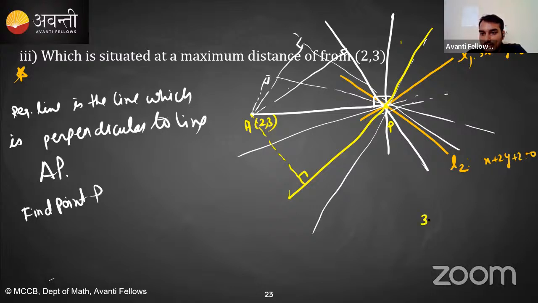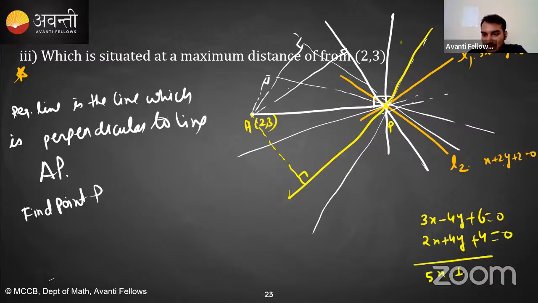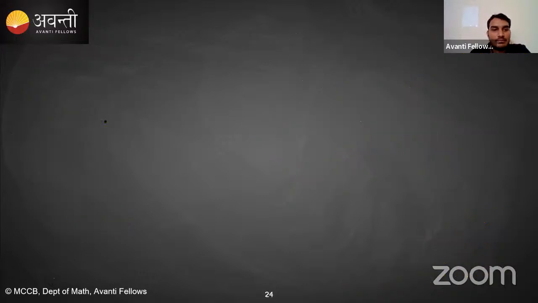So take 3x minus 4y plus 6 is equal to 0, right? Multiply this with 2: 2x plus 4y plus 4 is equal to 0. Add them: 5x plus 10 is equal to 0. What is x? x is minus 2. So what is point P? Put x as -2, you get 0: (-2, 0). Clear? Sorry, this is point A (2,3), and this is point P which is (-2,0).